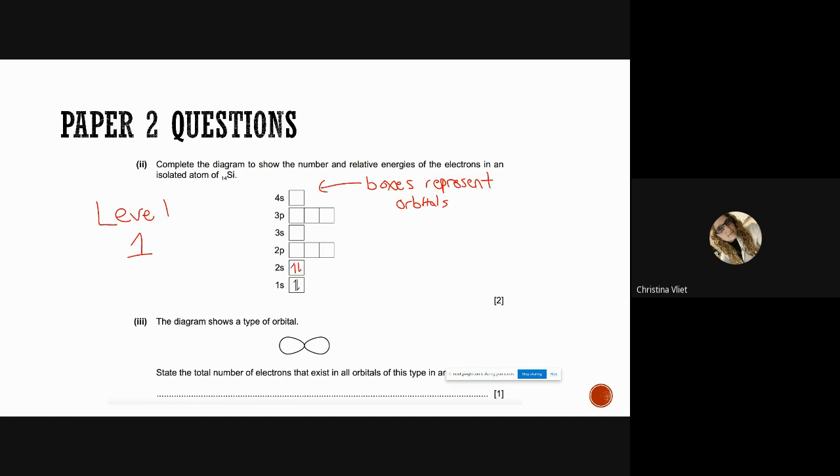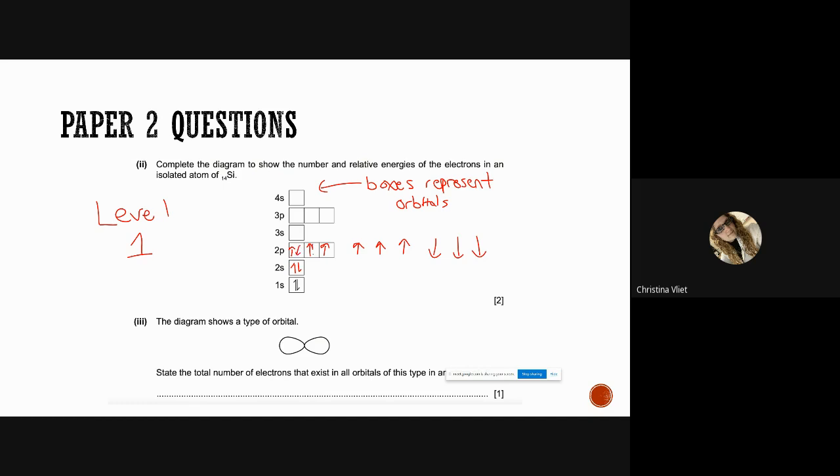So I'm up to 4. And I need to get to 14. In 2p, how many would I put? 2 for each box. Just to be careful of your order, you do up, up, up first, and then down, down, down. What does that mean? When you fill, you should fill in this way. Up, up, up, down, down, down.